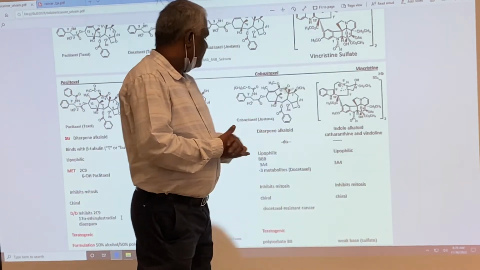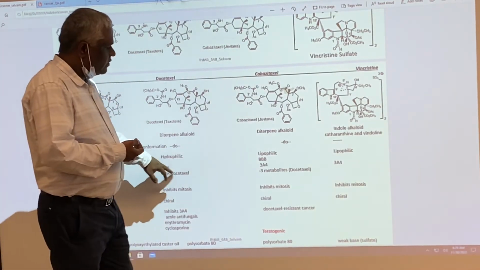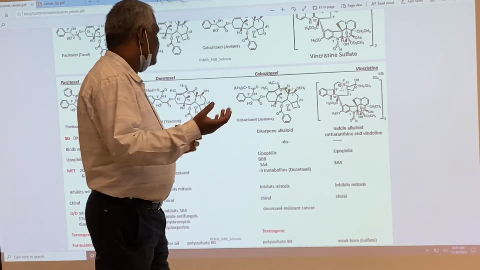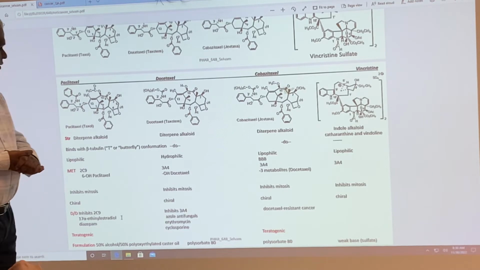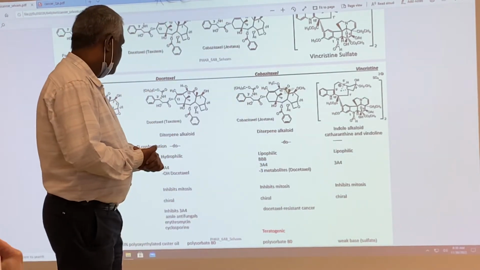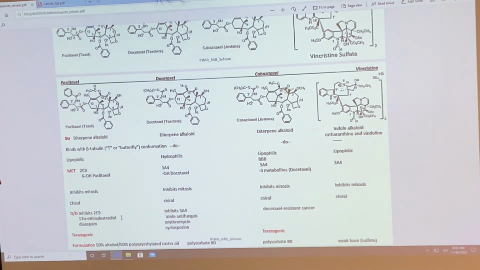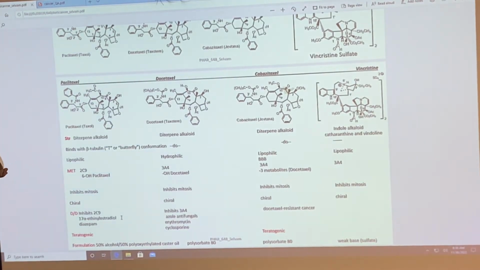Vincristine is also metabolized with 3A4. So those are metabolized with cytochrome 3A4. So we have a drug-drug interaction. We have a combination of drugs which are metabolized with the same metabolic enzyme. Only paclitaxel is 2C9. Carboxytoxal, the methoxy analog, can cross the blood-brain barrier. The mechanism is to inhibit mitosis. That's the mechanism for those analogs.